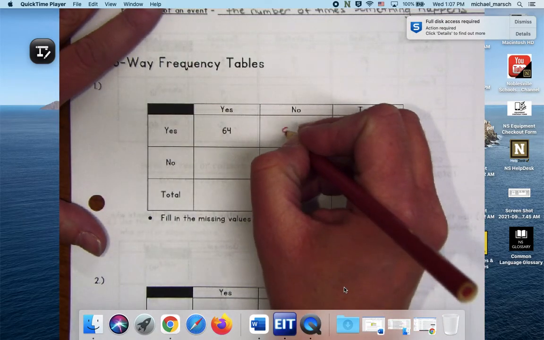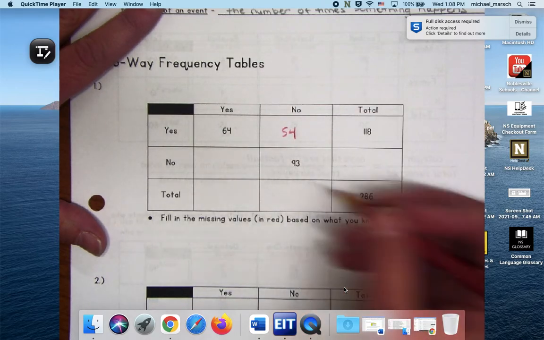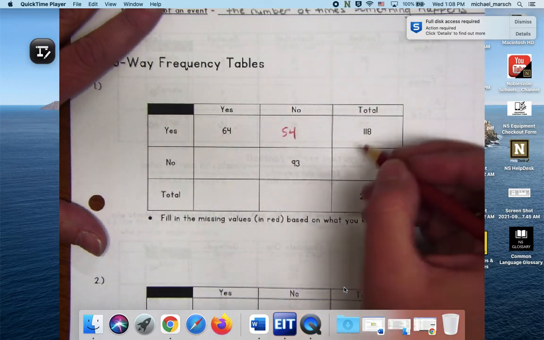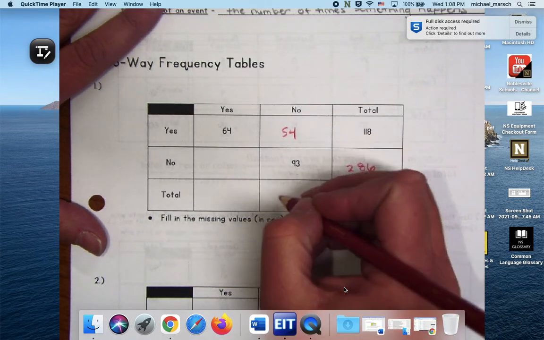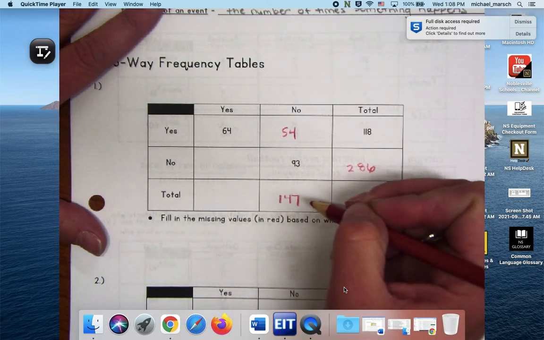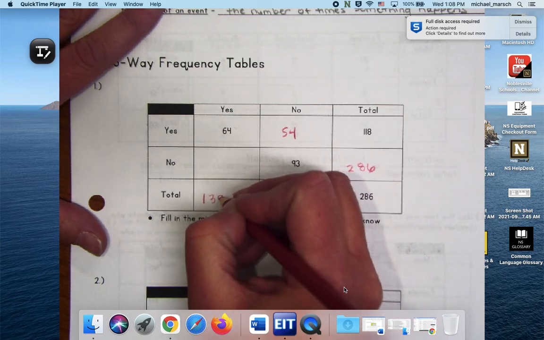Wait, I forget how to do subtraction. Stop it. Oh, I got 50. I got 54 too. Yeah, I think you're dividing. Yeah, she did. Oh, anyway.